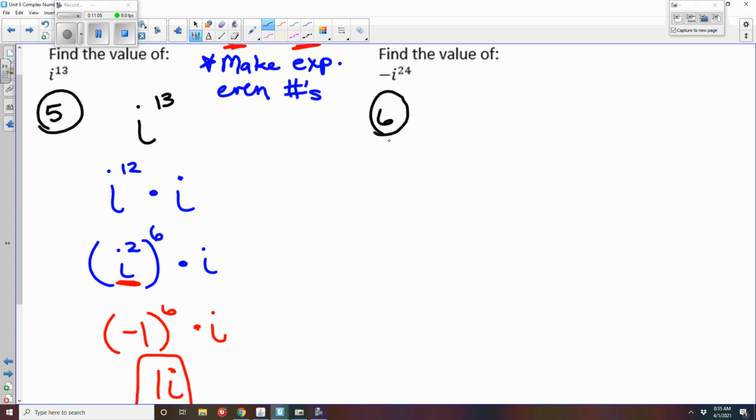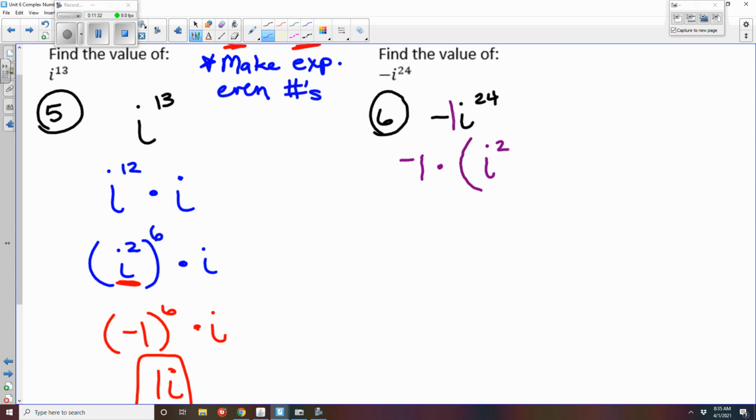We have a negative i to the 24th power. All right, so first things first, what technically is in front of my i here? Negative 1. So I'm going to pretend it's like negative 1 times. Now, is my i to the 24th already even numbered? Yeah, so we're good. So we can actually go ahead and write i squared because it's already even.